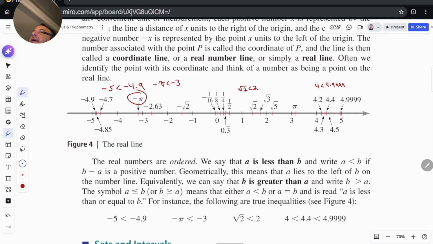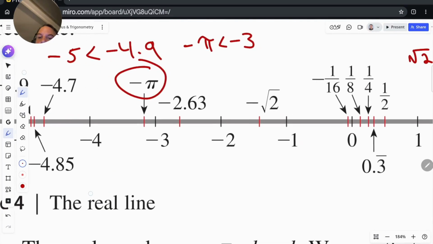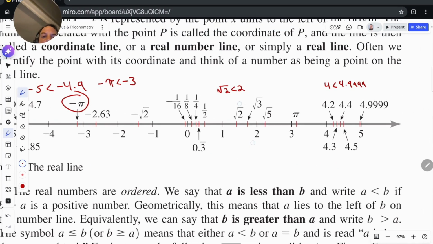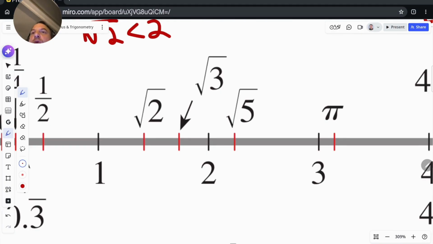So where would you plot -pi on the number line? Is it between two integers? Since pi is approximately 3.14159, -pi will be approximately -3.14159. So it lies between -4 and -3, specifically just below -3, to the left of -3. All right, where would you plot the square root of 3 on the number line? Since the square root of 3 is approximately 1.732, it will lie between 1 and 2, but closer to 2.